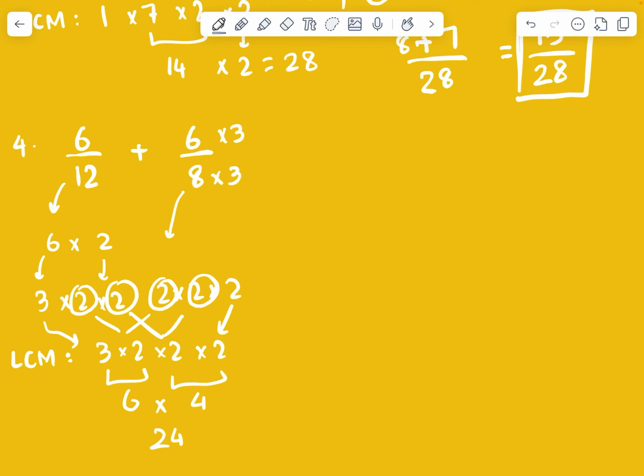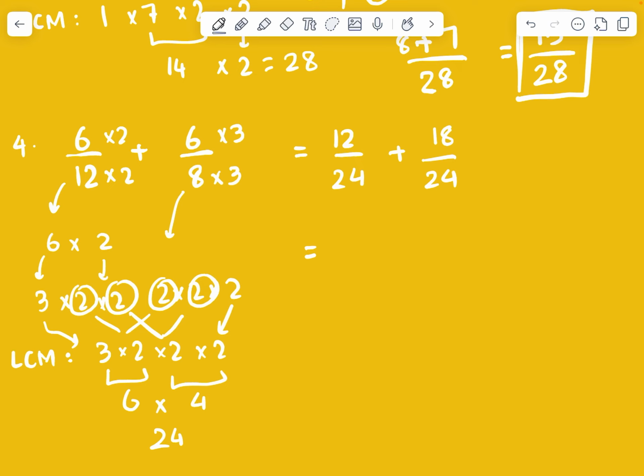Whatever you do at the bottom, you have to do it at the top. 12 times 2 gives you 24. All right, you're following your first step to get the common denominator. 6 times 2 is 12, over 24, plus 6 times 3 is 18, and 8 times 3 is 24. Step 1 is done. What's step 2?